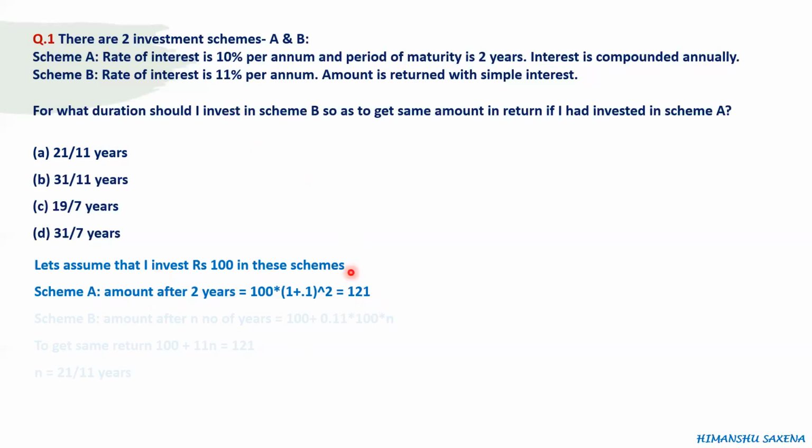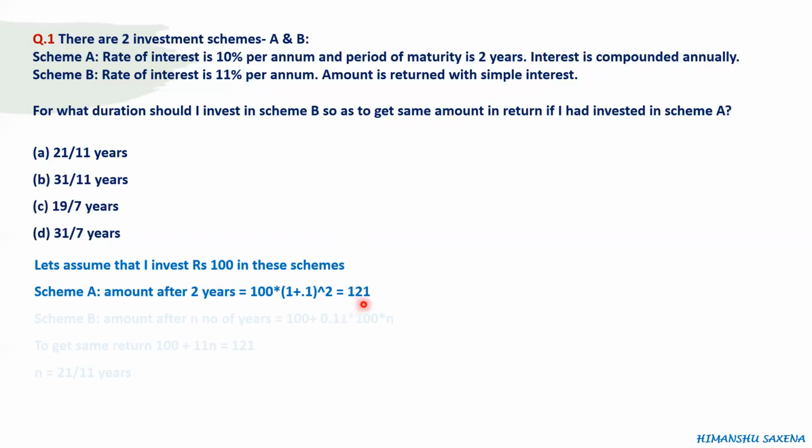Now if I want the same interest from scheme B, which is giving me 11% per annum simple interest, I am earning 11 rupees per annum on an investment of 100 rupees from this scheme. So in the first year I will get 11 rupees, in the second year I will again get 11 rupees, which means at the end of the second year my interest would be 22 rupees. First 11 rupees in the first year and 11 rupees in the second year. So the total interest I will earn after 2 years is 22 rupees.